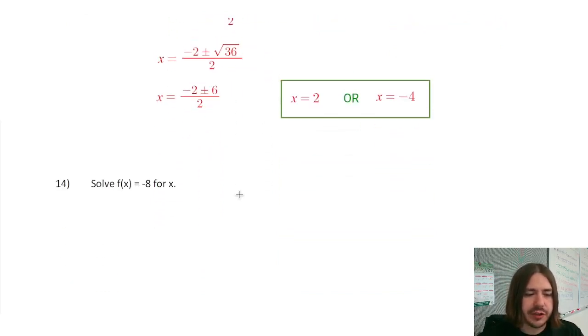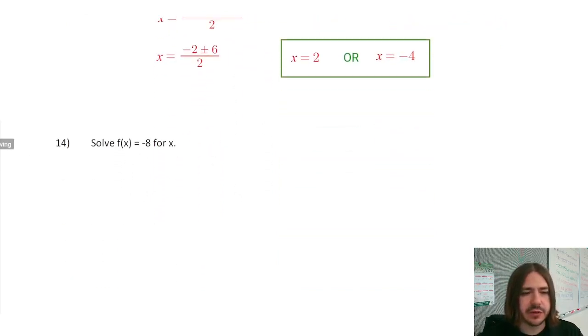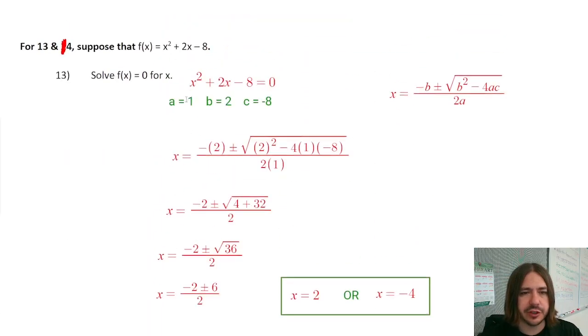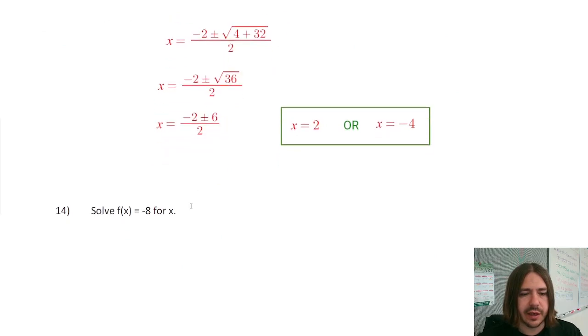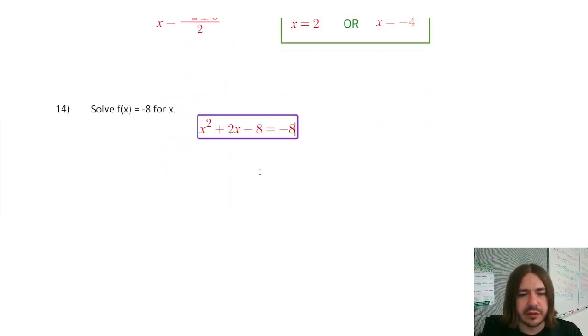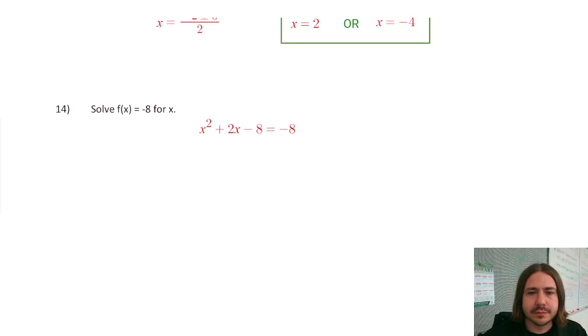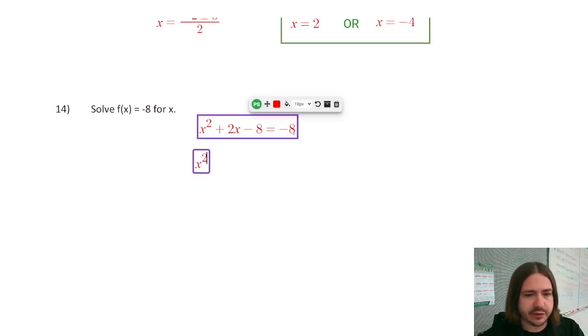All right, number 14 says solve f of x equals -8. So we're using the same function here, except instead of it equaling 0, like in 13, it's asking us to solve this if it equals -8. So we're going to do basically the same thing, except we do need to isolate a 0 here. We need to set this right-hand side equal to 0. So let's add 8 to both sides and make this x squared plus 2x. Well, -8 plus 8 is going to be 0. So yeah, that's it.